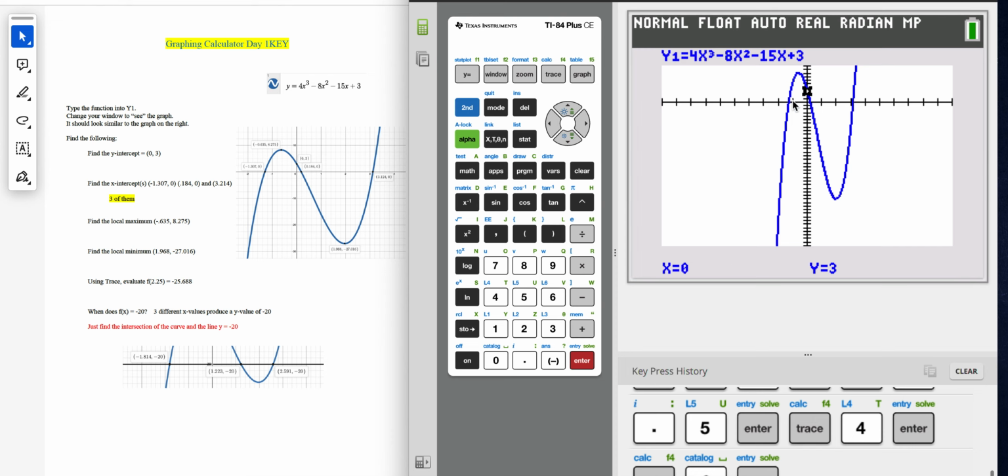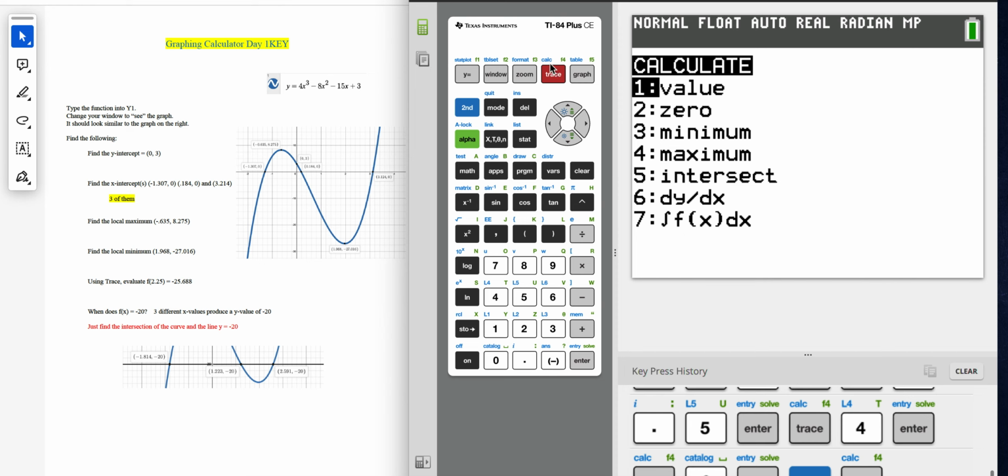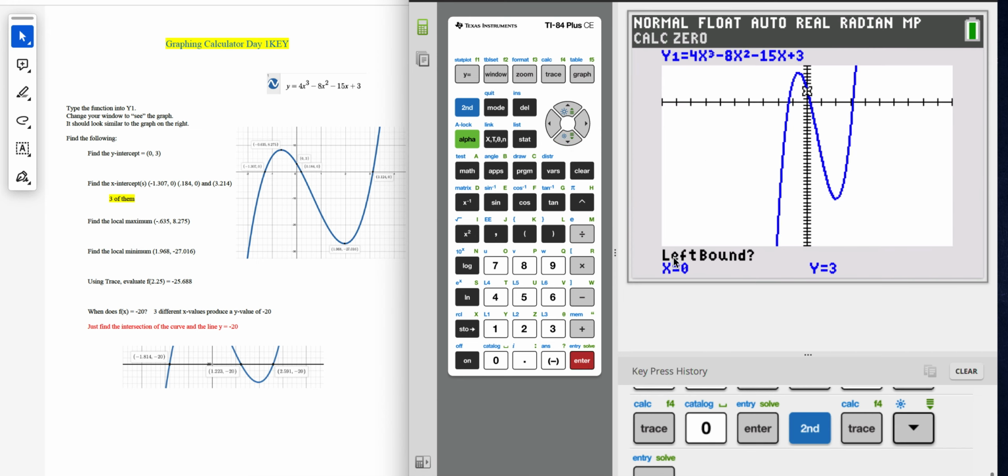The x-intercepts, these guys, 1, 2, 3 of them, those are more difficult. So see that's blue up there? So I'm going to hit second, trace, and it's going to calculate, and I want to calculate zeros. Remember, zeros, roots, and x-intercepts are the exact same thing. And you're going to see these three questions. Your calculator is going to say left bound question mark. Okay, if I was interested in finding that one, I need to be to the left of it. Okay, so I need to scroll left.